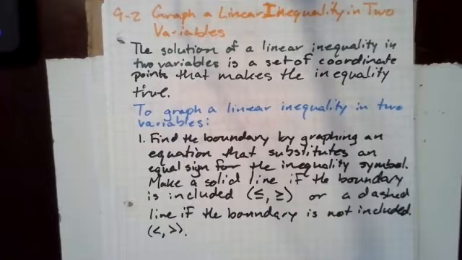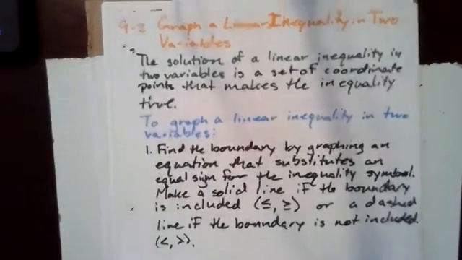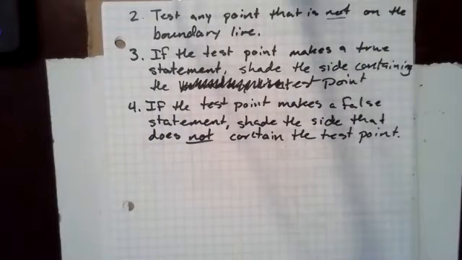Make a solid line if the boundary is included, using less than or equal to or greater than or equal to, or a dashed line if the boundary is not included, using less than or greater than. Then we test any point that is not on the boundary line. If the test point makes a true statement, shade the side containing the test point. If the test point makes a false statement, shade the side that does not contain the test point.